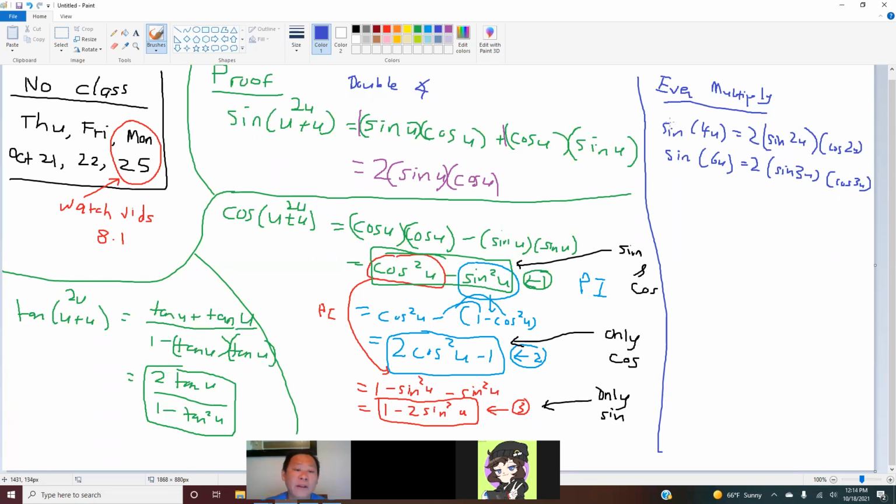So in an even multiplier, I'm going to put n. So 2nu. So sine 2nu is 2 sine nu times cosine nu. So that means that if you have 6, it is 2 times 3, which is 6. So that means your n in this case is 3.